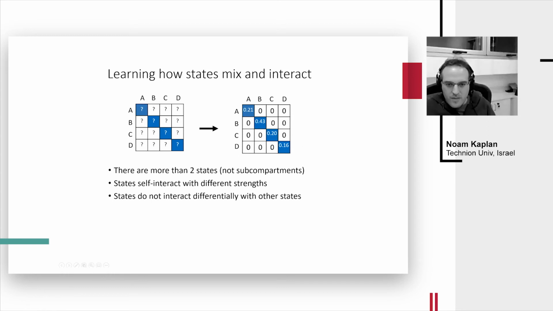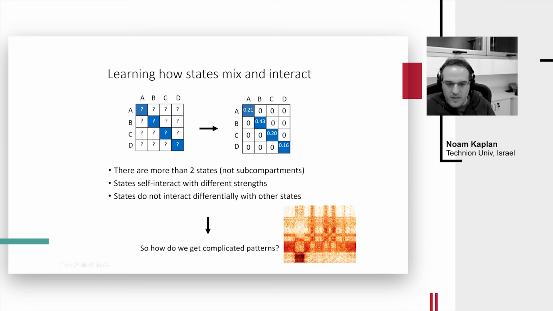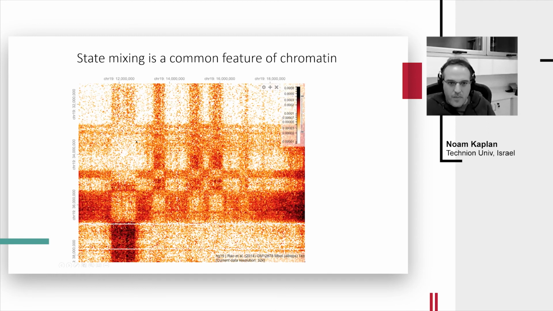I will convince you, and if the previous one didn't convince you, I'll show you that this model makes sense. Second, the states self-interact with different strengths. And finally, the states, it seems from this, do not interact differentially with other states. So they all have these 0 off diagonals. So how do we get these complicated patterns? I'm almost done.